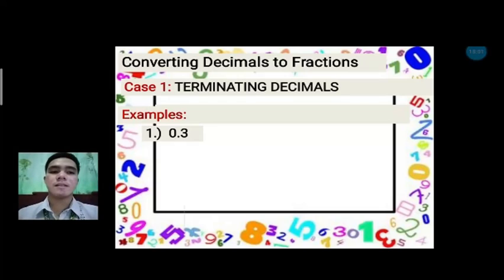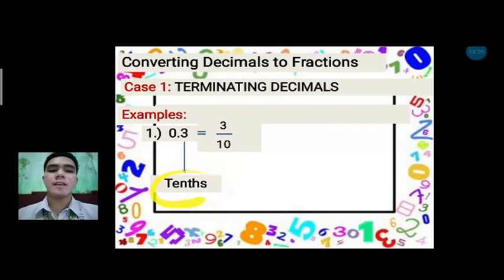To convert it into a fraction, take note that you get the given decimal number and make it your numerator. Then the place value will be your denominator. Therefore, we have 3 as our numerator, then the place value tenths, so our denominator is 10. Therefore, our fraction is 3 over 10. Okay? 0.3 is 3 over 10 in fraction.